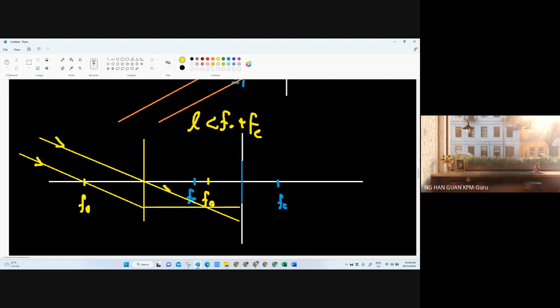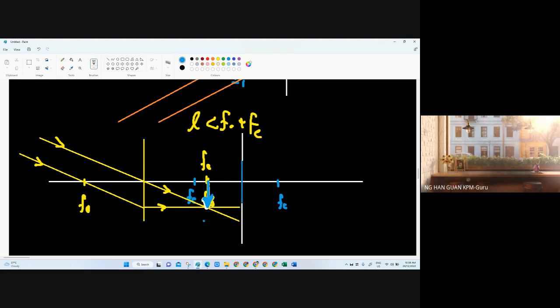Pass to the optic center, and parallel with the principal focus. When it goes to F, parallel with the principal focus. So this is my first image. I label FO here. This is my first image forming on the FO. And then the first image will act as the object for the eyepiece lens.